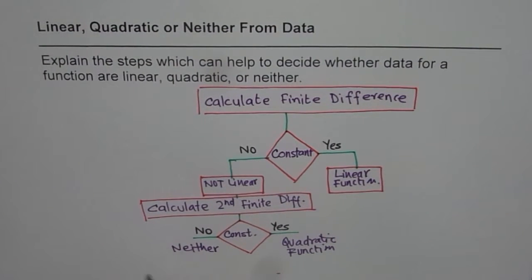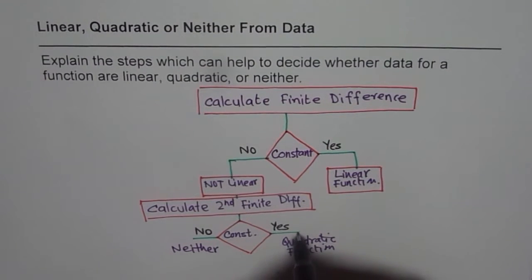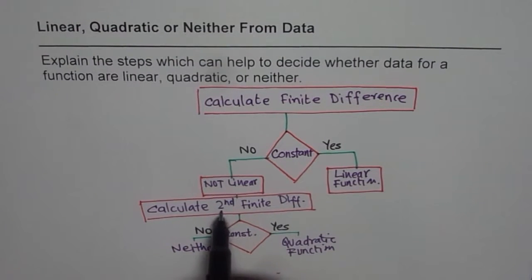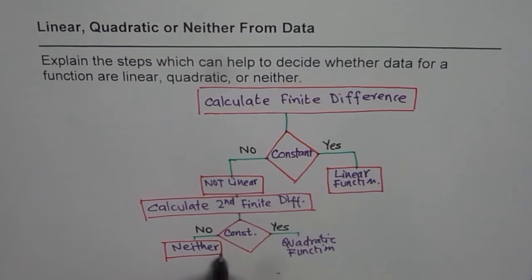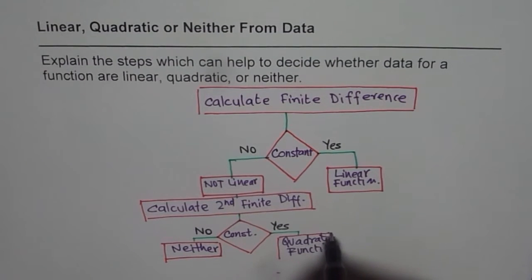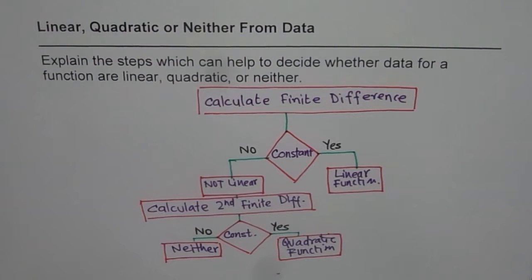You can of course continue this process, and if finally you get it constant, then depending on which difference was constant, we can know what type of polynomial the data represents. If we get the fourth finite difference constant, then it means it is a polynomial of degree 4. But in any case, these are the steps which can help you figure out whether the given data represents a linear function, a quadratic function, or neither of them.